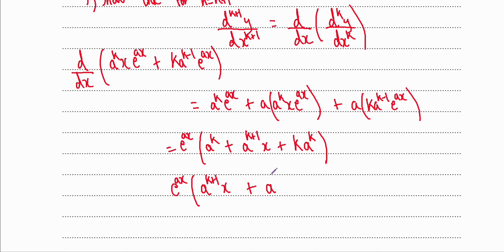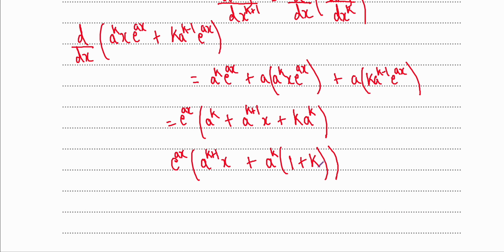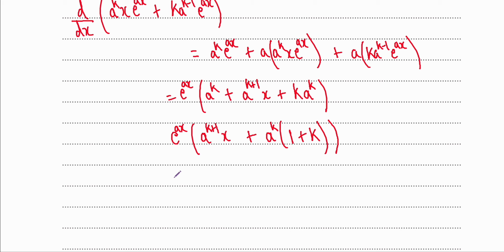I want to factorize a to the power k. So I'm going to have 1 plus, and then k right here. So all I've done so far is just factorizing. I'm just factorizing in different ways because I want to get it in a way that makes sense to me. And actually, this is the final way we need to write it in. So I'm going to write it like this.